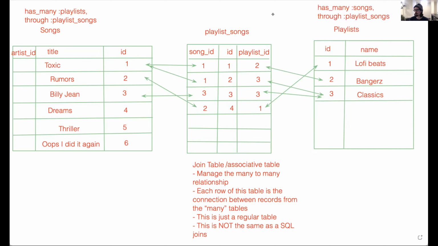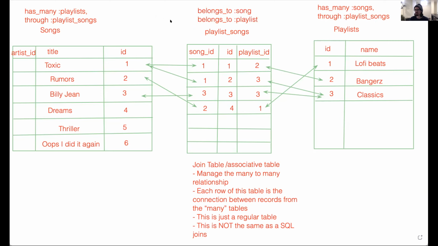And just like we mentioned before, our playlist songs table is still a table. And so we're going to have a model for it as well. So this playlist songs table is also associated with songs and playlists. It is associated with songs because it belongs to songs. And it is associated with playlists because it belongs to playlist. And song would be singular here.